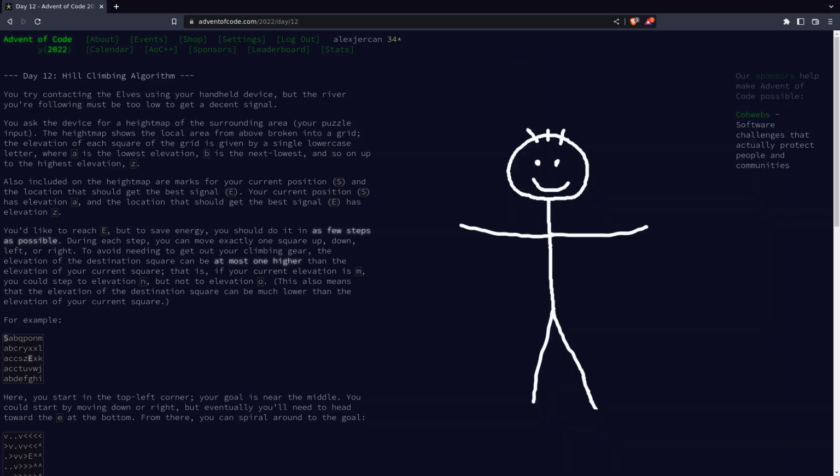The problem is that there are some elevation differences which are higher than just one step, and to make the trip easier we want to be able to make steps of only one unit of height. So for example, if we annotate the heights with the letters from A to Z, it means that we want to be able to move only from A to B or from B to C and so on.